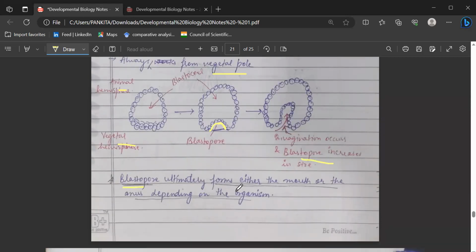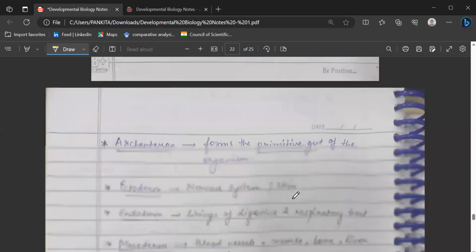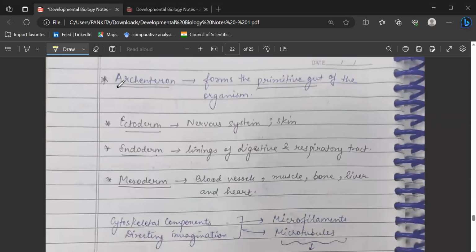Ultimately, the blastopore will form either the mouth or the anus depending on the organism in which the gastrulation is happening. The archenteron forms the primitive gut of the organism. Ectoderm forms the nervous system and skin. Endoderm forms the lining of digestive and respiratory tracts. Mesoderm forms the blood vessels, muscle, bones, liver, and heart.